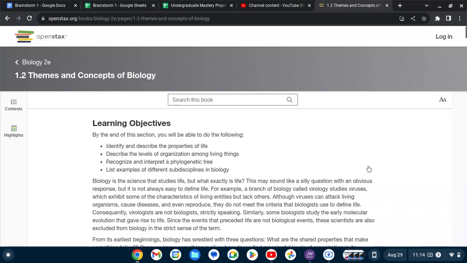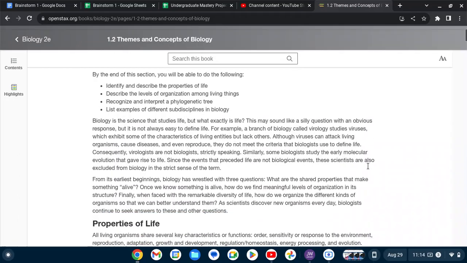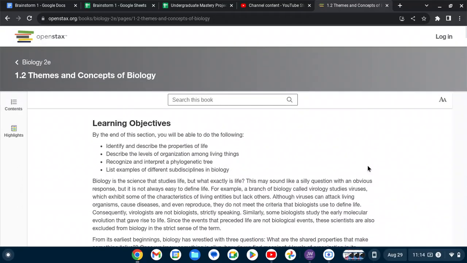Okay. 1.2, themes and concepts of biology. Learning objectives. By the end of this section, you will be able to do the following: identify and describe the properties of life, describe the levels of organization among living things, recognize and interpret a phylogenetic tree, list examples of different subdisciplines in biology.